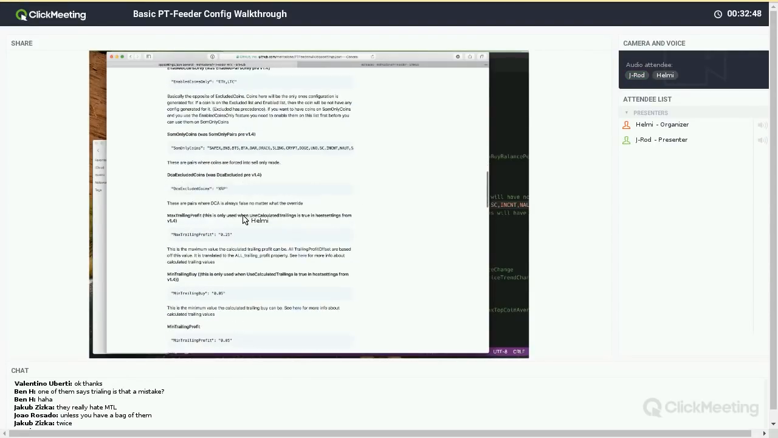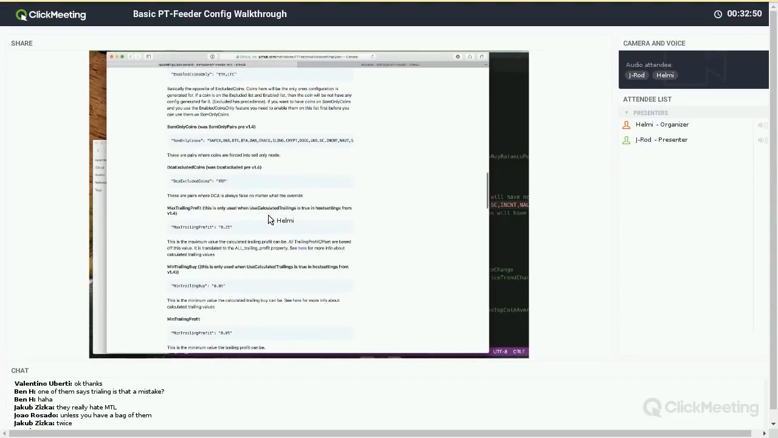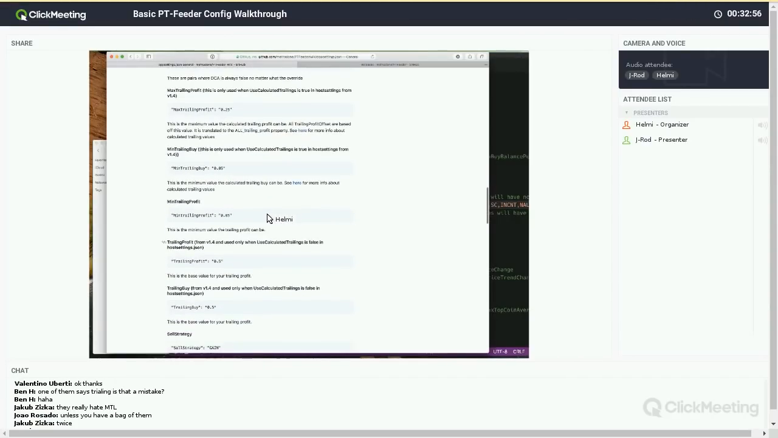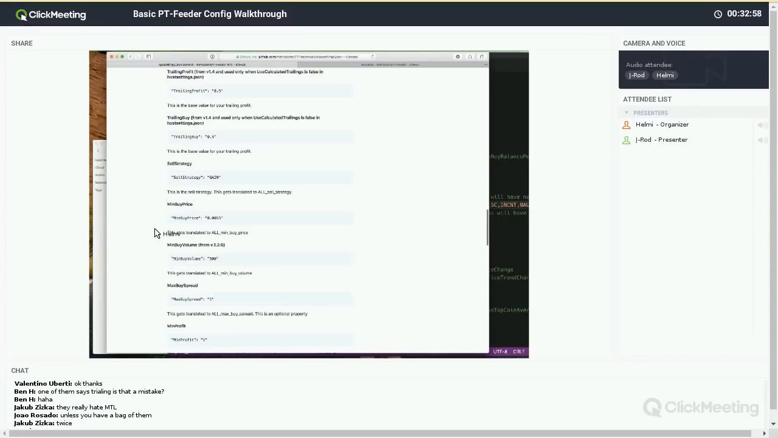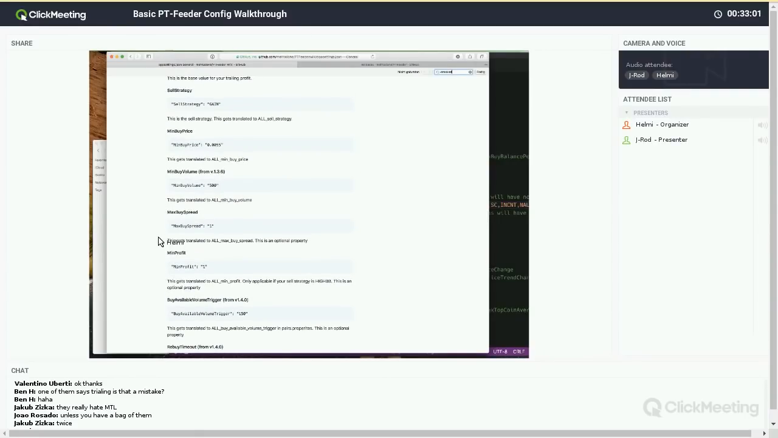Oh, okay, it's just a weird naming again. I thought it was included coins only, but I think it is enabled coins only.